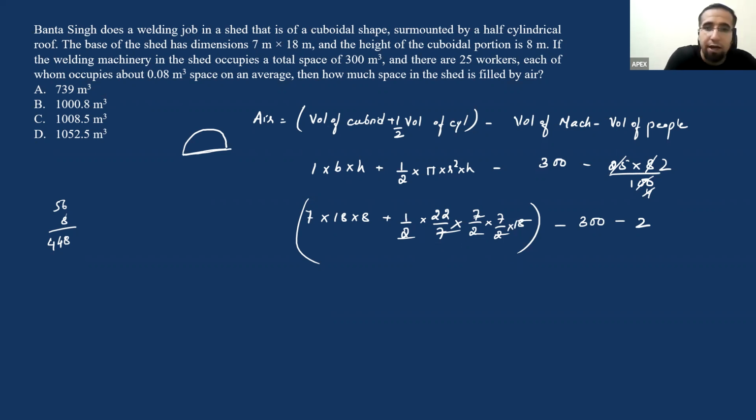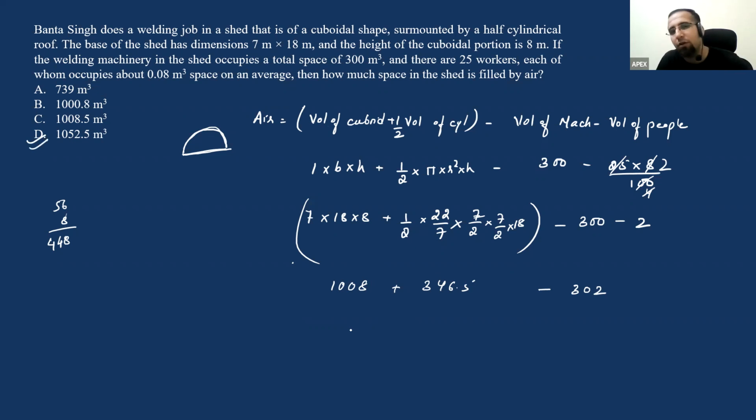So if I further calculate this, you can use your calculator to get your answer. Right. So since I'm building the cylinder across this shed, the height of the cylinder would be nothing but the width of the cuboid. Okay. So this is 18. So if you simplify this, clear. So your complete answer here would become 1008 plus 346.5 minus 302. Clear? And effectively, if you calculate, your answer here becomes 1052.5.